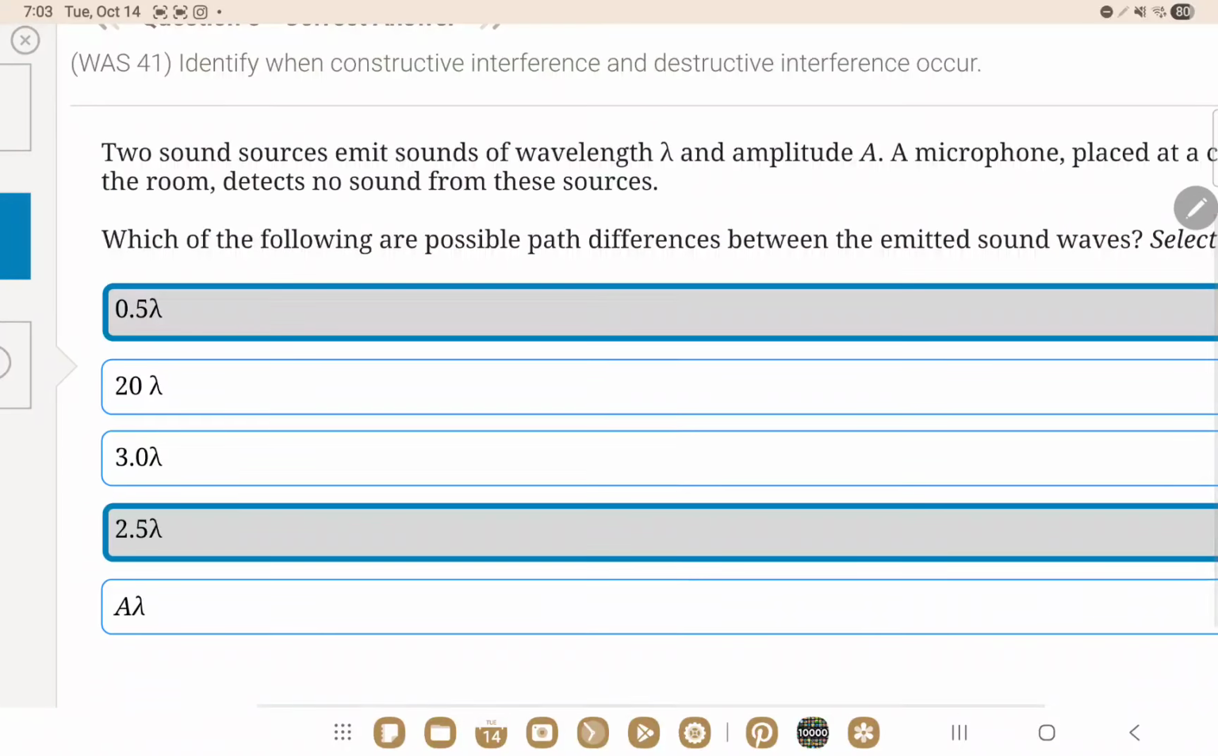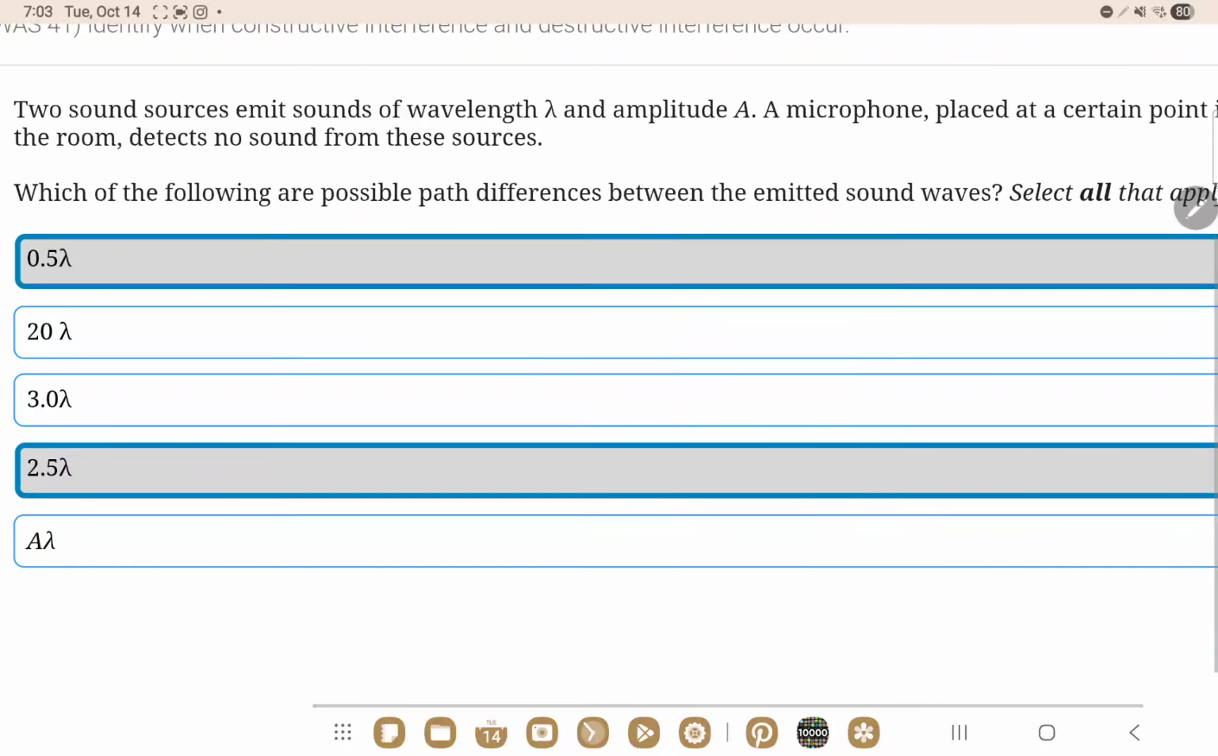So here we have a question. Two sound waves emit sound, and they have this wavelength and this amplitude. When you place a microphone at a certain point in the room, it detects no sound from these sources. No sound means we have destructive interference. So when we have destructive interference, you must know it needs to be not a whole number. It has to be a decimal, a fraction of something. So 0.5 or 2.5 works. It can't be 20, that's a whole number. It can't be 3, that's a whole number.